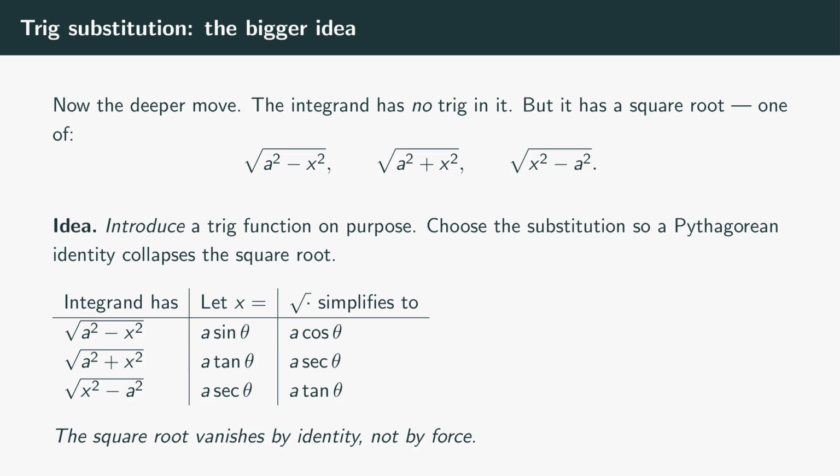Same trick with tangent squared plus 1 equals secant squared. Multiply by a squared: a squared tangent squared plus a squared equals a squared secant squared, so the square root of a squared plus a squared tangent squared theta equals a secant theta. And secant squared minus 1 equals tangent squared gives the square root of a squared secant squared theta minus a squared equals a tangent theta. Pick the right substitution for the shape, and the square root is annihilated by an identity. That's the whole idea of trig sub.